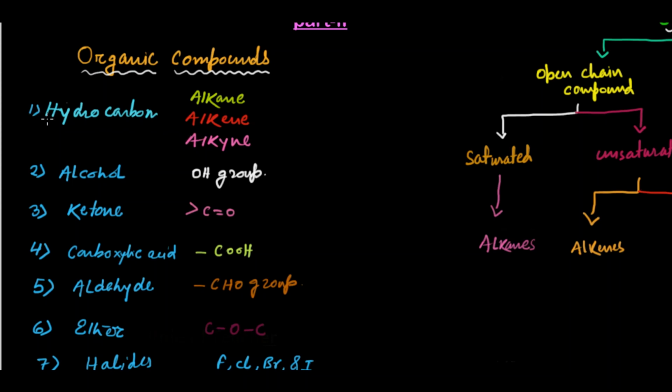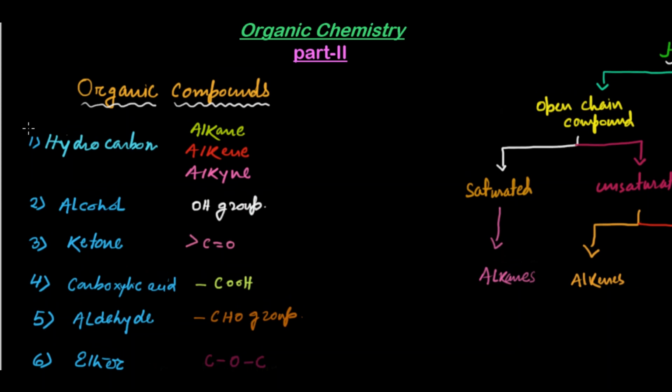So the first is hydrocarbon, which is basically three types: alkane, alkene, and alkyne. And then the alcohol group is there, ketone, carboxylic acid, aldehyde, ether, and the halides group, which is fluorine, bromine, iodine. Specifically, these four elements that we're going to talk about. So in this lecture, we will discuss hydrocarbon first.